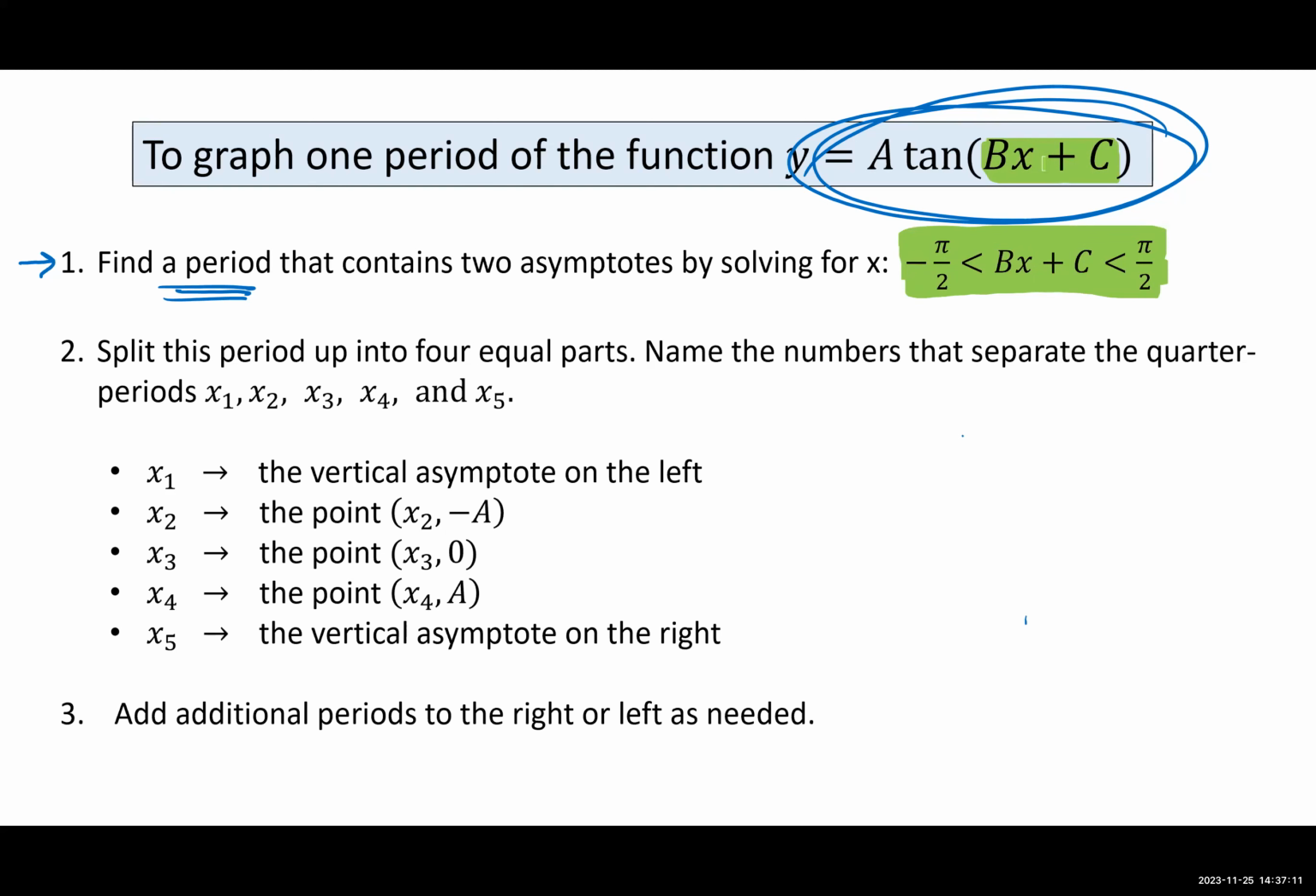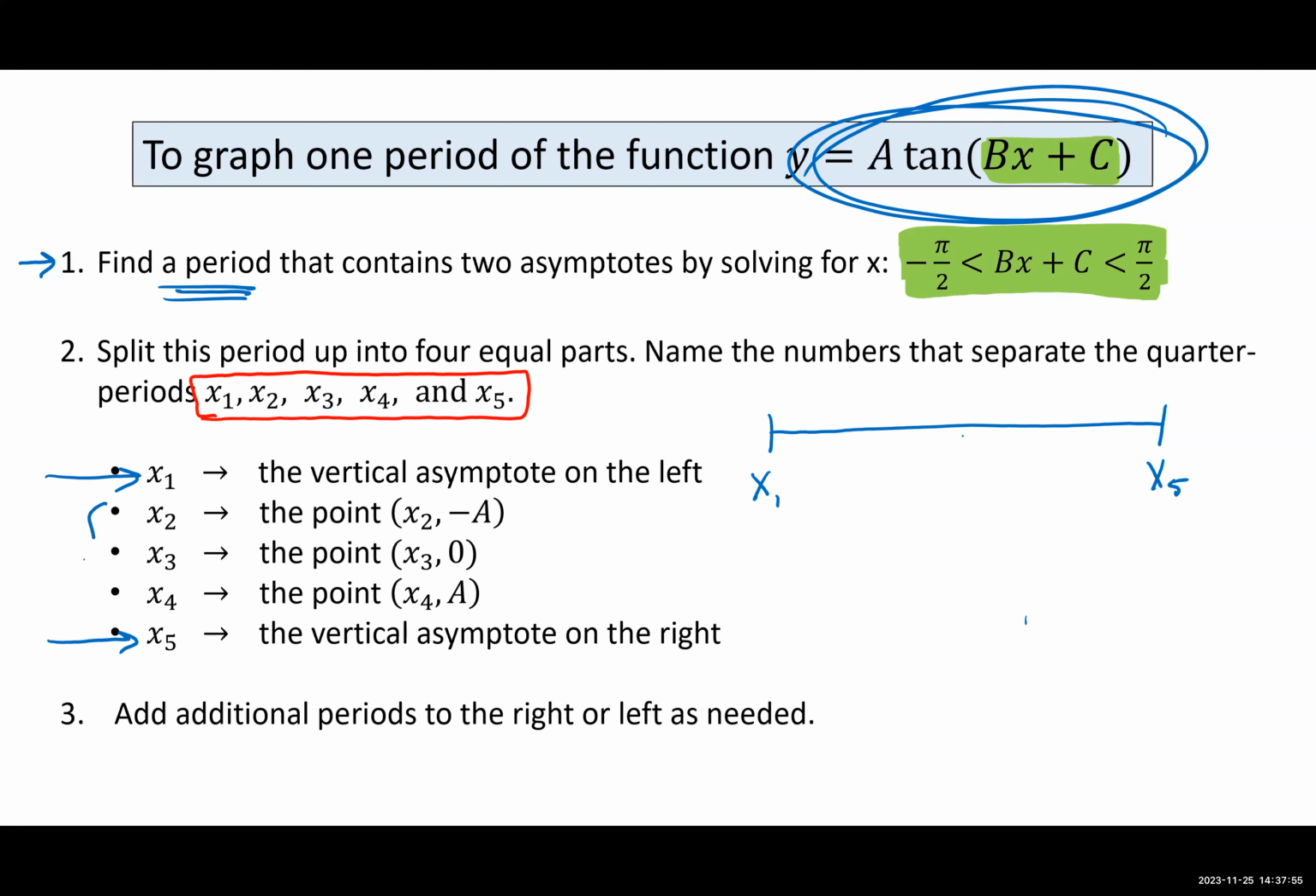Now, once we have that, we're going to split the period up into 4 equal parts. Those numbers that separate those 4 equal parts are going to be x values, so I'll call them x1, x2, x3, x4, and x5. The first and last, x1 and x5, are going to be the vertical asymptotes. x1 is the vertical asymptote on the left, x5 is the vertical asymptote on the right.